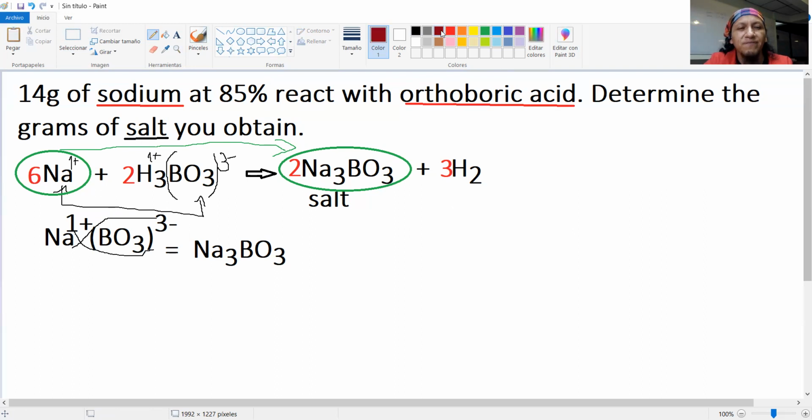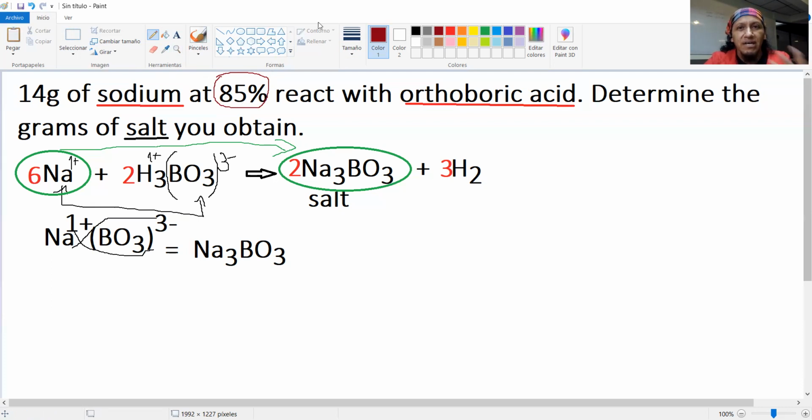That's what they wanted to have in mind. And what is the meaning for this? Let's see. It says 14 grams of sodium, which they're giving you the amount, so that's why I enclose sodium. Determine the grams of salt. So I'm moving from sodium to the salt. So what I need you to take into account is the following. Now it says this, 85%. Okay, 85% means purity.